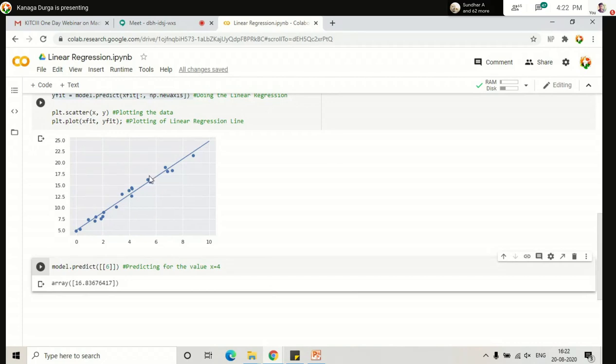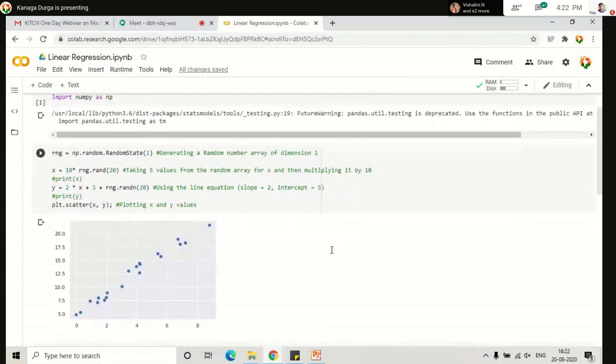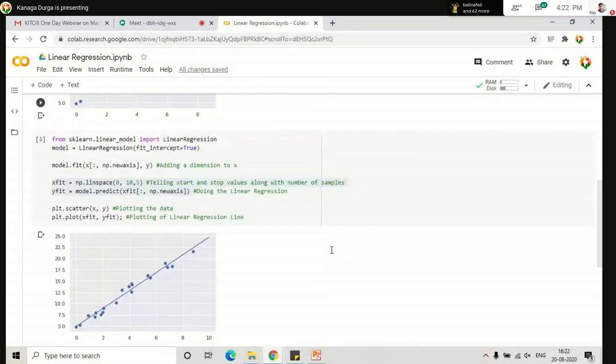So this is how it is used, and all of these statements are coded in Python. I hope you have understood what this example means.